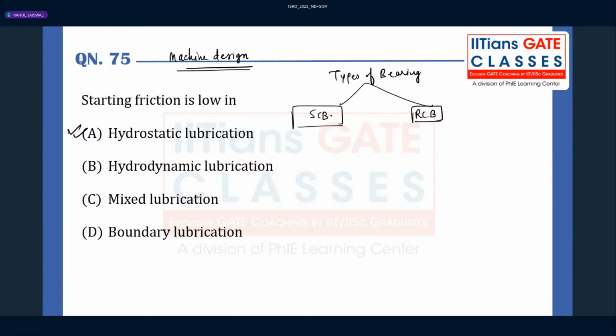One is a sliding contact bearing, the other is a rolling contact bearing. Again, anti-friction bearings or rolling contact bearings include ball bearings and roller bearings. In case of sliding contact bearings, based on the lubrication, we have zero lubrication, thin lubrication, and thick lubrication. Zero lubrication is where we don't require any lubrication.